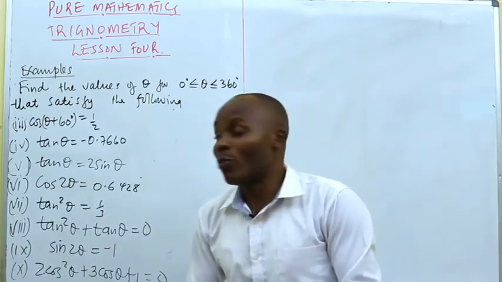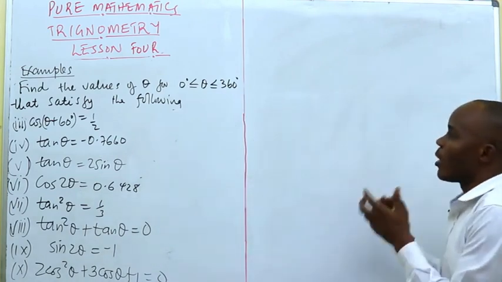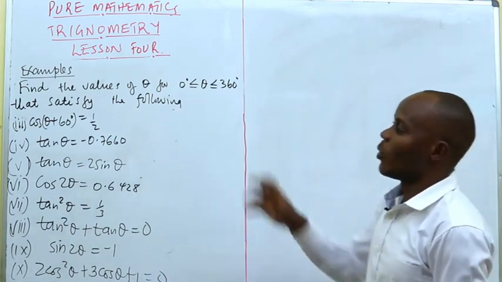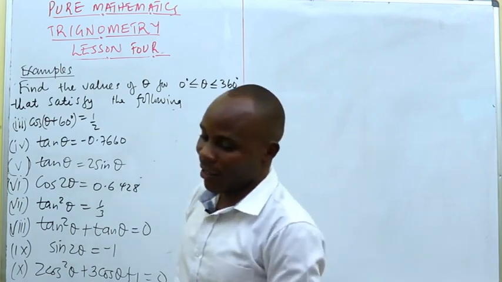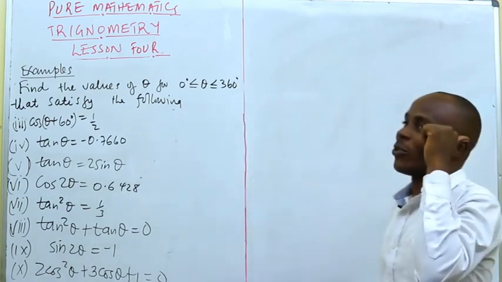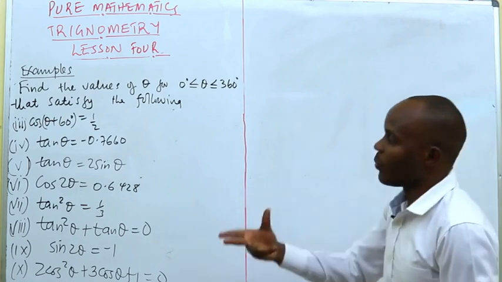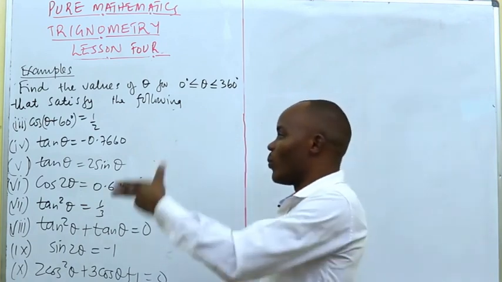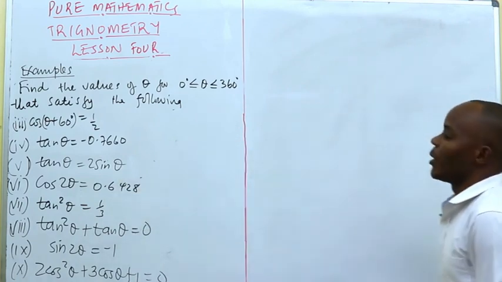Lesson 4, trigonometry. We are still looking at how to determine theta when we are given trig ratios. I've been looking at how to get the ratios when you're given the angles. How about if you are supposed to get the angles when you're given the ratios? That's what we are talking about right now.